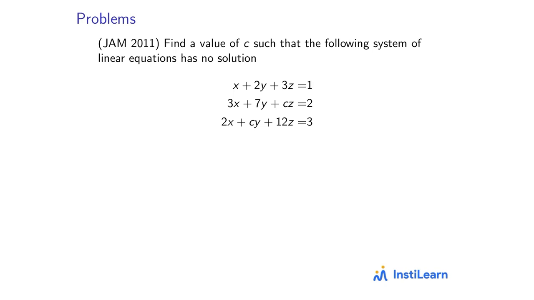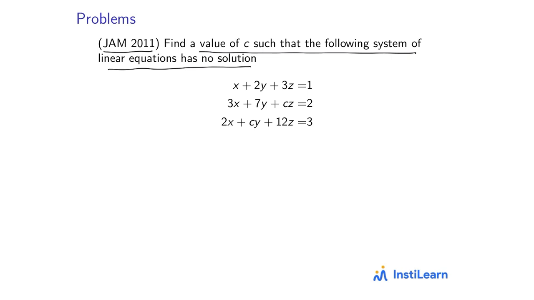Okay, so after some clarity on this concept, let's try to attempt some previous year problems of JAM. So this question came in 2011. It says that find the value of C such that the following system of linear equations has no solution. That is, it is inconsistent.